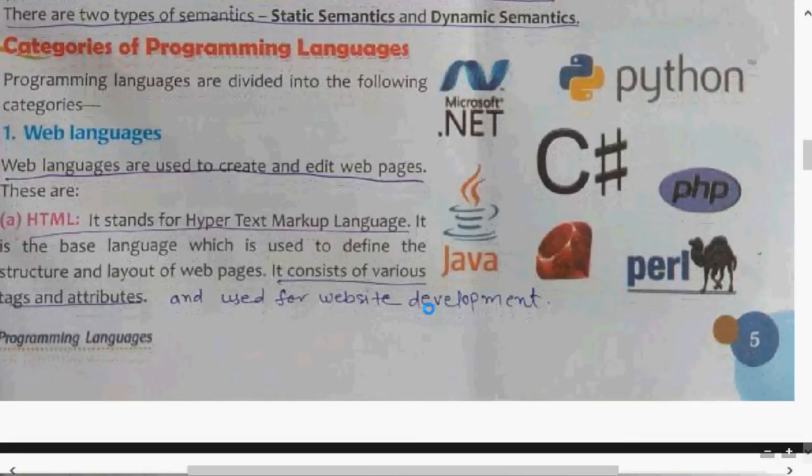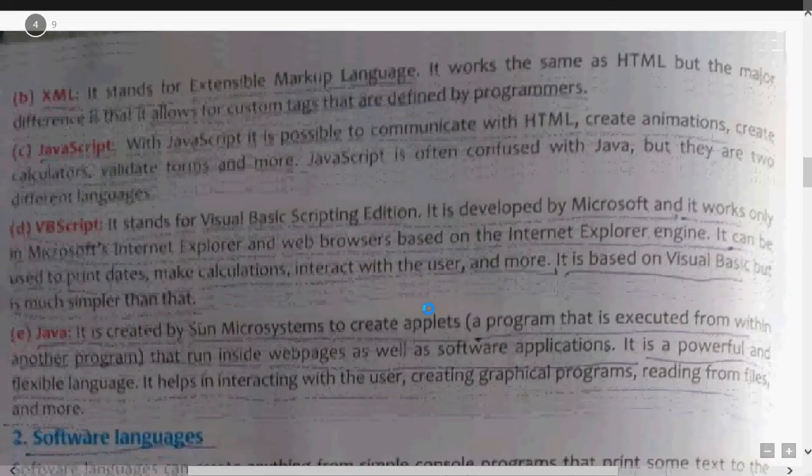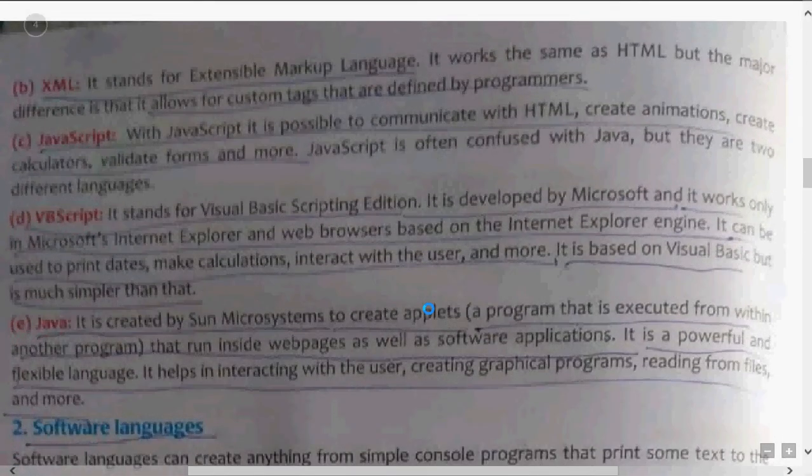Next programming language is XML. XML stands for Extensible Markup Language. It works the same as HTML, but the major difference between XML and HTML is that XML allows custom tags that are defined by the programmer. Means in XML we can create our own tags, but in HTML we can't. HTML has predefined tags only.